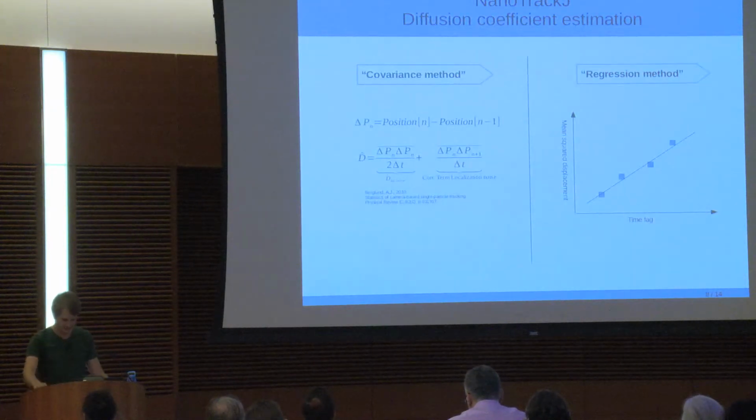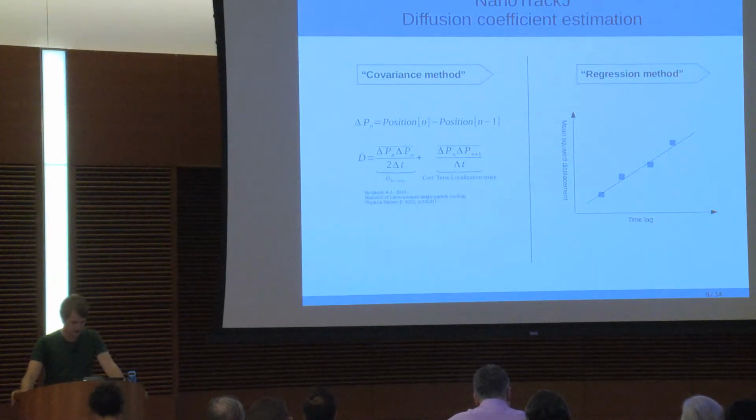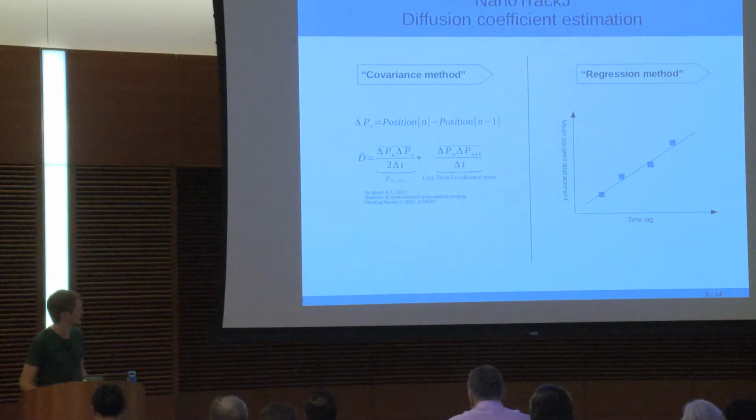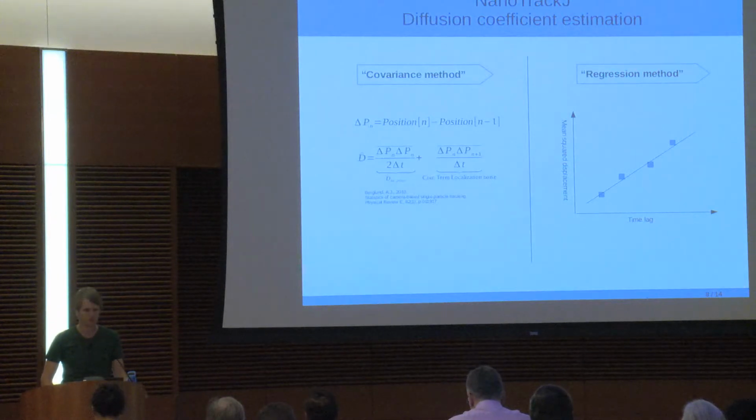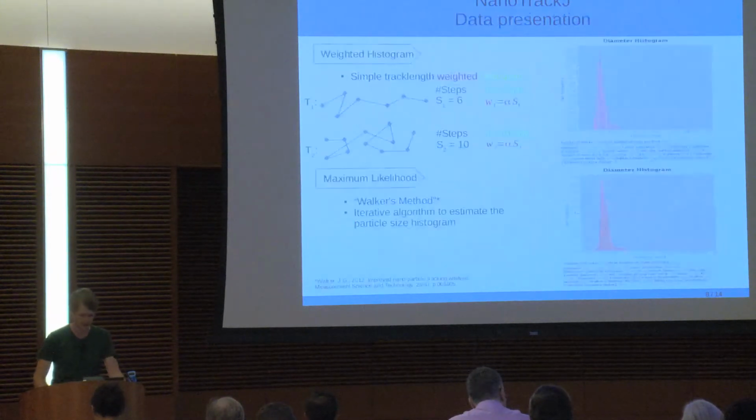The next step after the tracking is the estimation of the diffusion coefficient, and therefore NanoTrack provides two methods. I don't want to go into the math of these methods, but both methods use the step lengths to estimate the diffusion coefficient. Having the estimated diffusion coefficients, they are converted to diameters using the Stokes-Einstein equation.